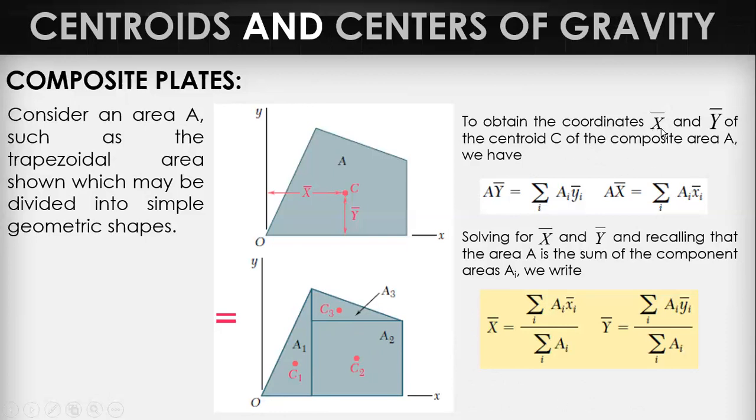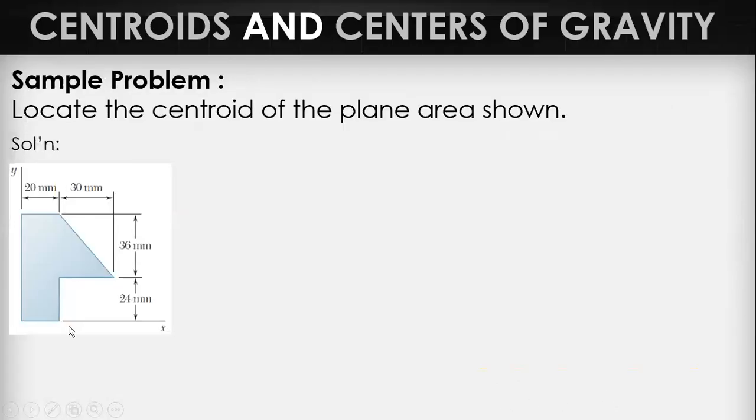So to obtain the coordinates x bar and y bar of the centroid C of the composite area A, we have this one. Okay. And for x, this one. And solving for x bar and y bar and recalling that the area A is the sum of the component areas A sub i, we write, so x bar and y bar are the coordinates of the centroid.